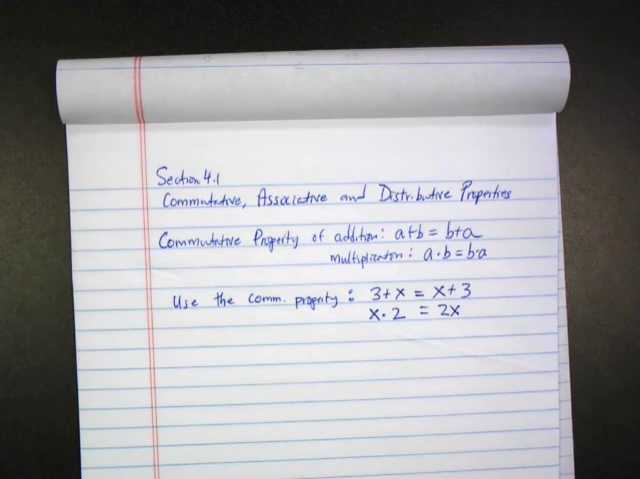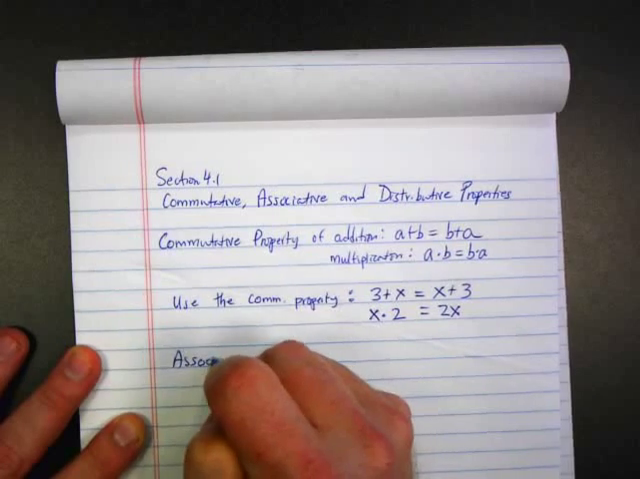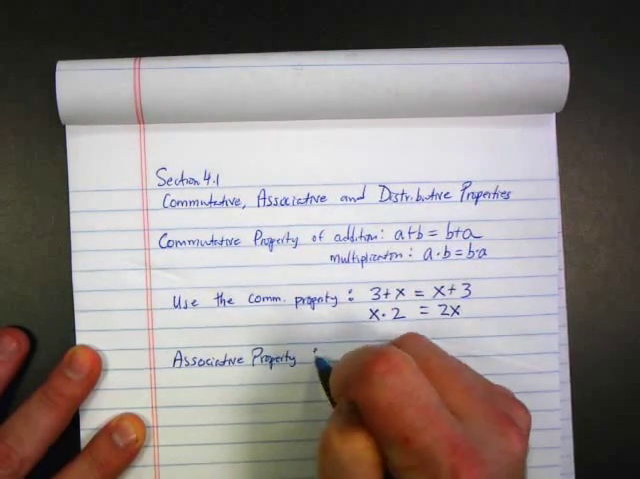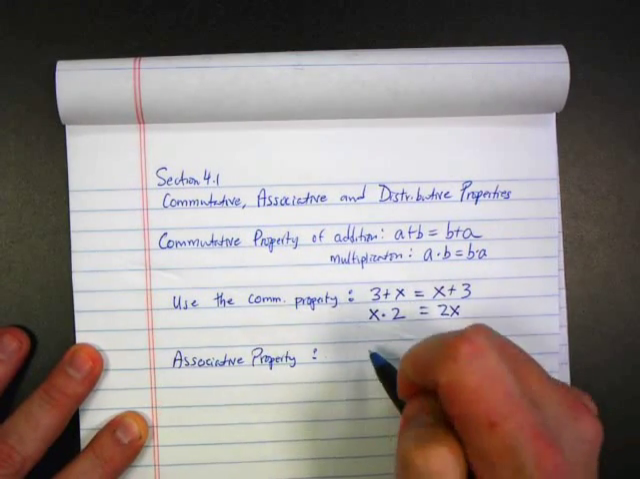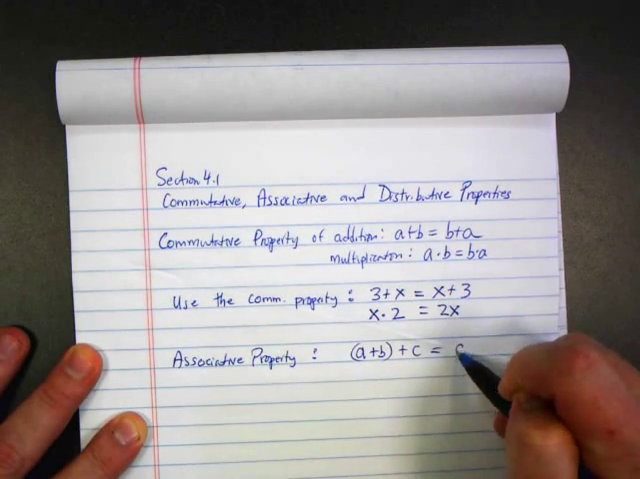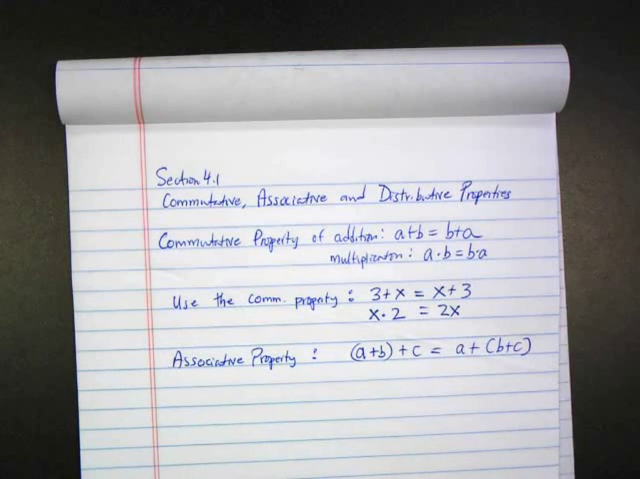What's the associative property? It only has to do with adding and multiplying still. Associative property. Again, there's 2 of them. There's one for add, there's one for multiply. The associative property says this. So what's that mean?